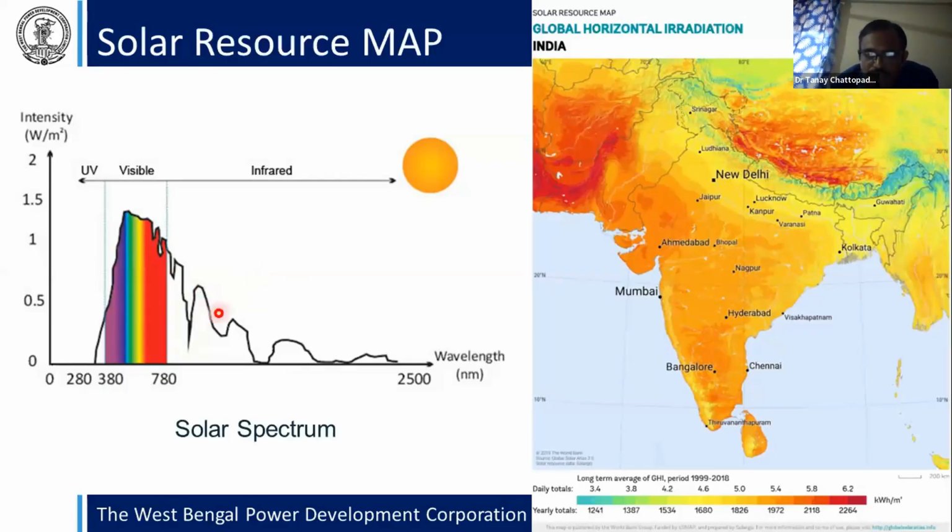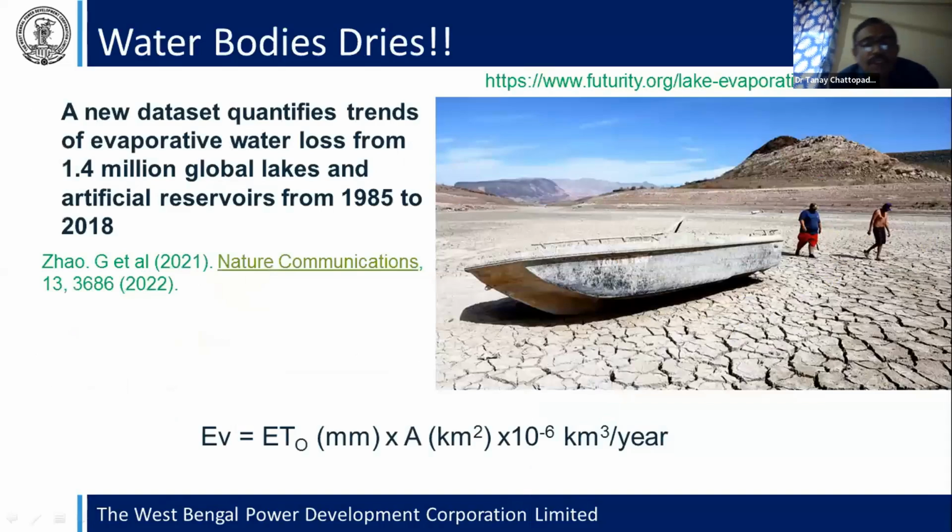Infrared is also harmful for the solar panel, and UV slightly. So actually the solar generation happens in the visible spectrum region only. Okay. And now, what is the problem? The main problem here is the water body loss.